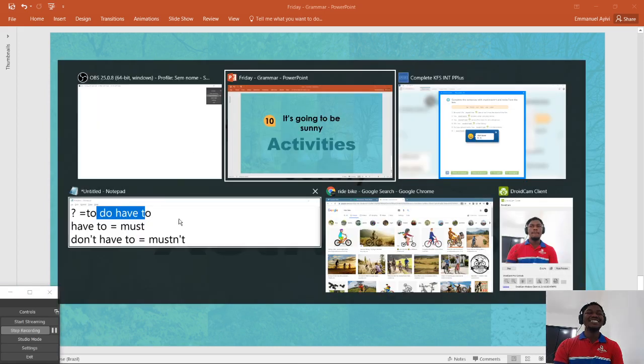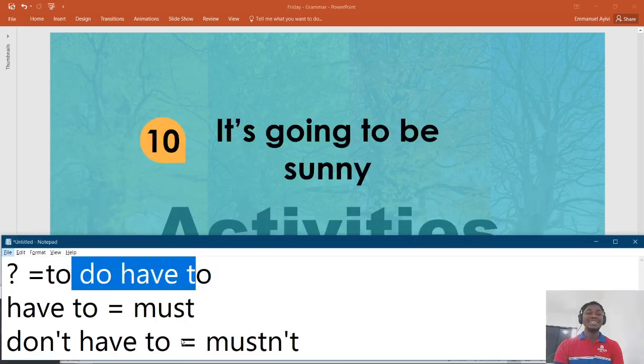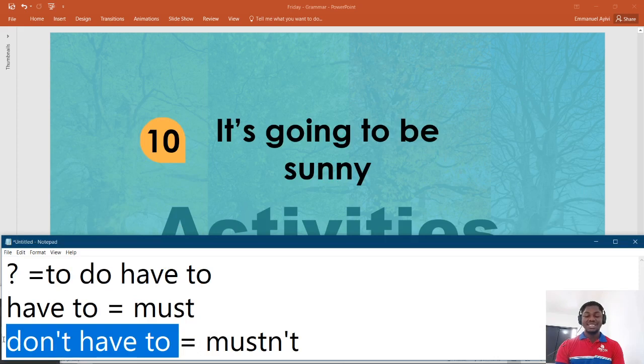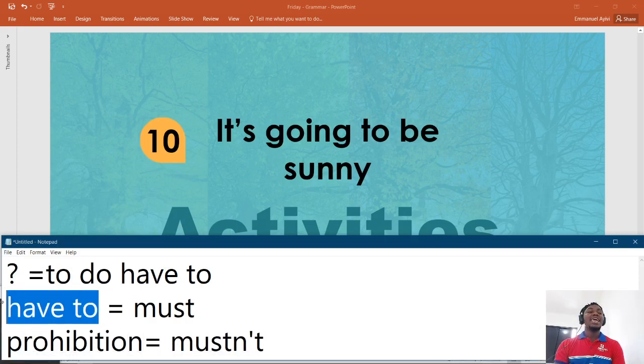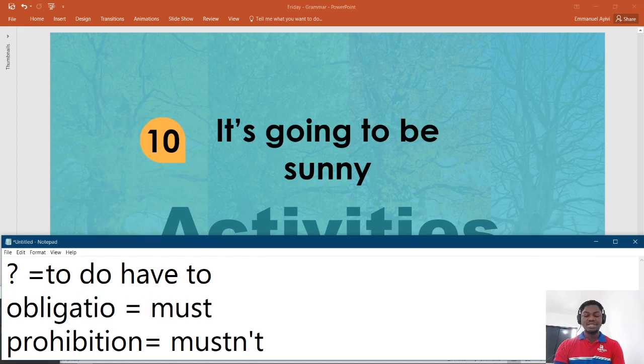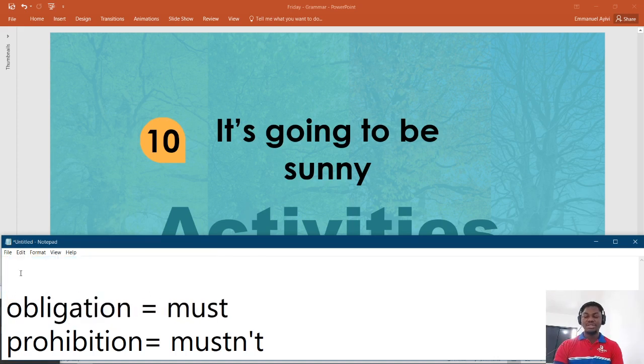Oh, before we go, guys, one more important piece of information. Mustn't is prohibition, and have to or must is obligation. Obligation and prohibition.